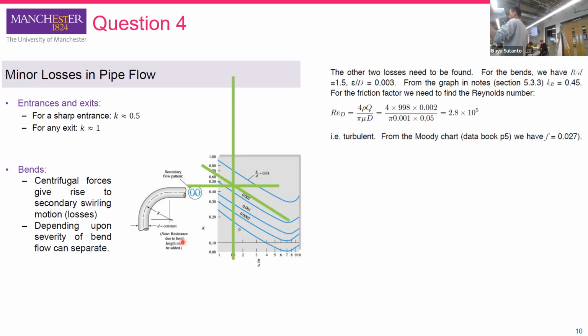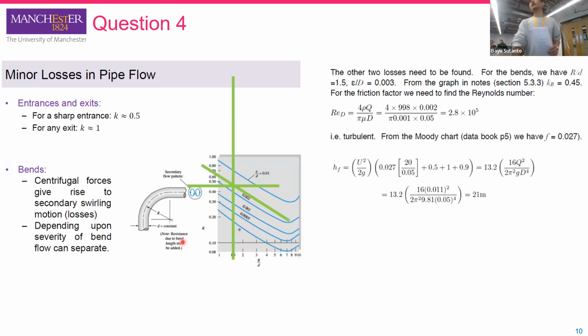Please do your own calculation using the Moody chart. Input the Reynolds number 2.8 times 10 to the 5 with the relative roughness, epsilon per D, of 0.03, and then you can find f equal to 0.027, similar to equation number two. You draw small lines parallel to the curve line. So from the Moody chart, we have f equal to 0.027.